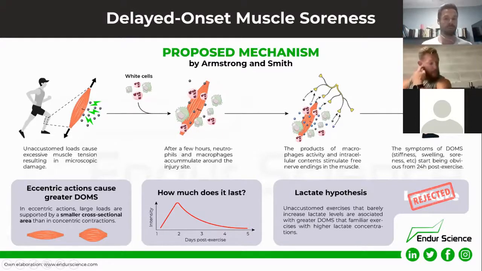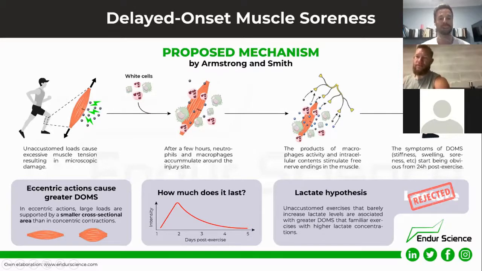And then what they say is the products of that stimulate the free nerve endings in the muscle. So they're saying that the actual action of the white blood cells coming in to help repair the muscle stimulates the nerve endings, and that's what causes all the pain. So that's the proposed mechanism behind DOMS. Okay, so that's that one. And like I said, eccentric actions cause greater DOMS.